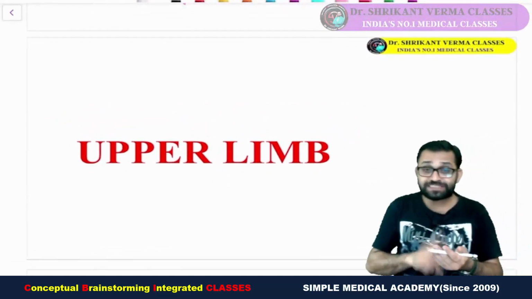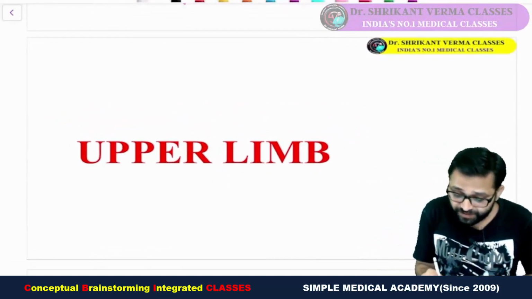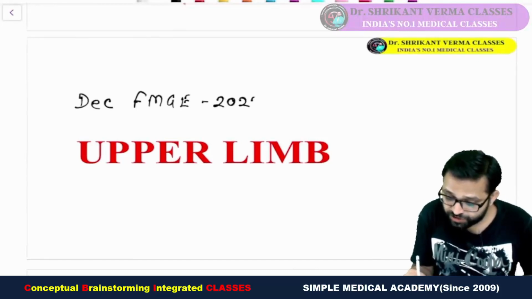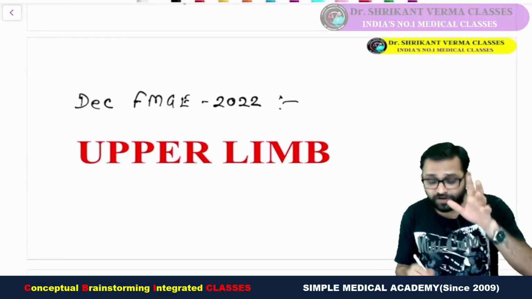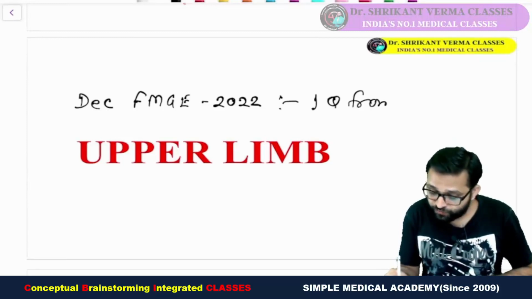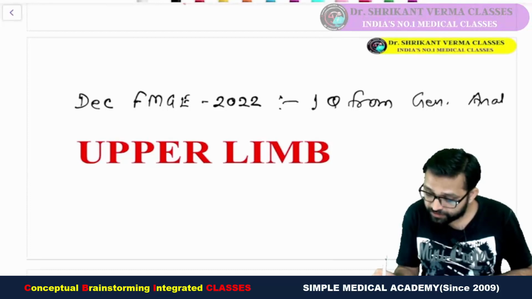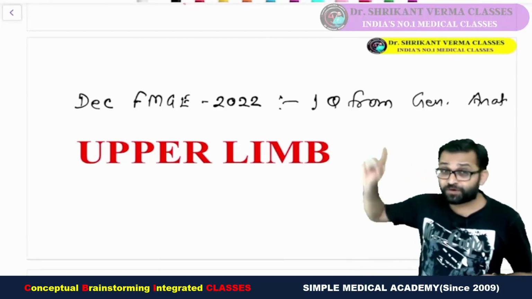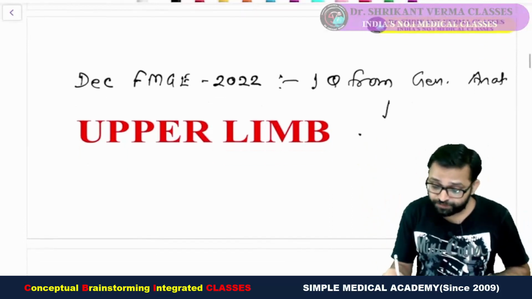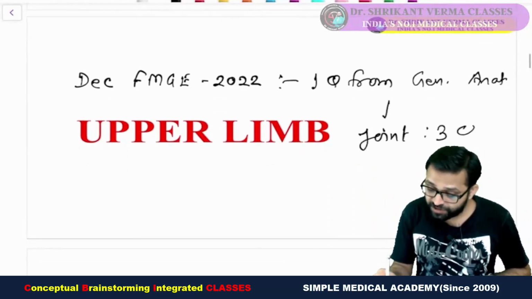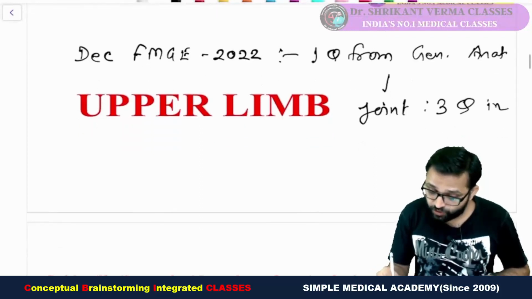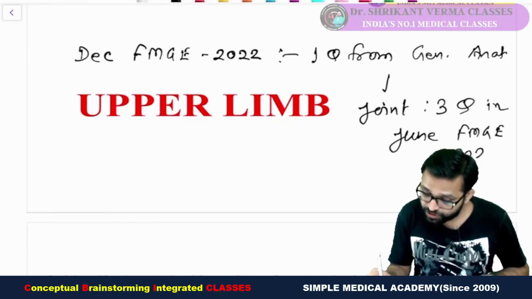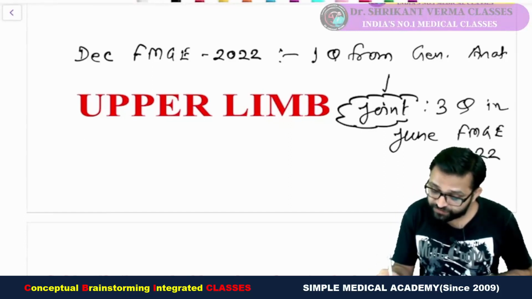So for the FMGE, what is the analysis? Yes, remember in your December FMGE 2022, one question showed from general anatomy. General anatomy is dry, hard, boring and volatile. We never show the interest, but one question is surely asked, because especially the joint 3 questions in your June FMGE 2022. So read, don't leave this joint topic.